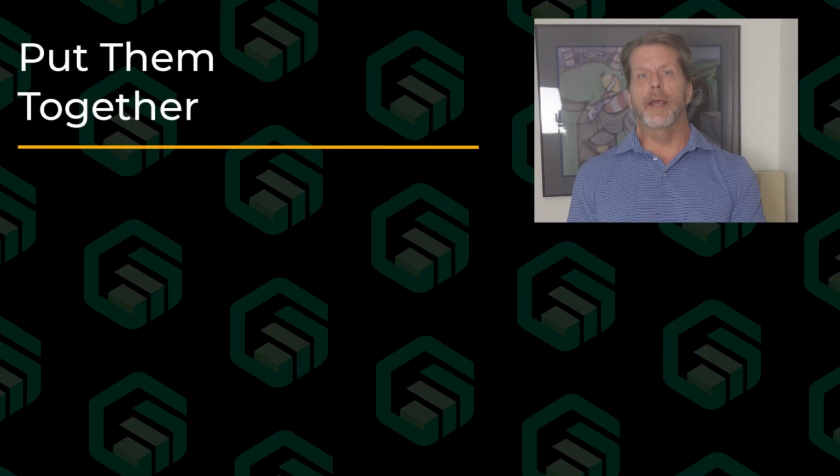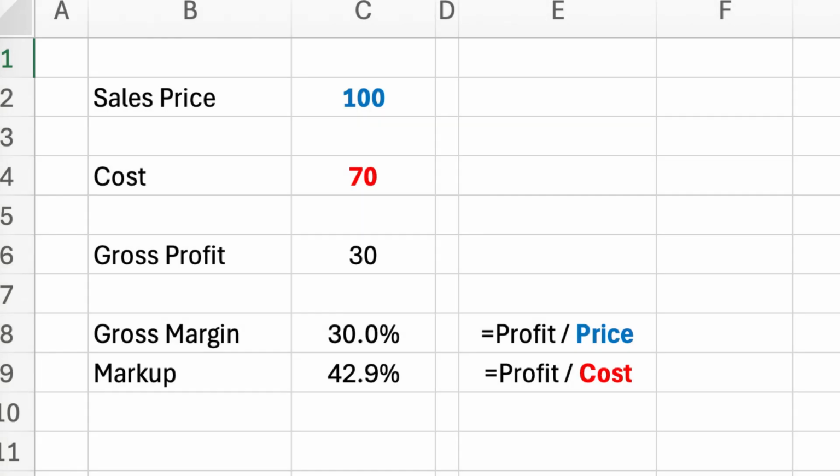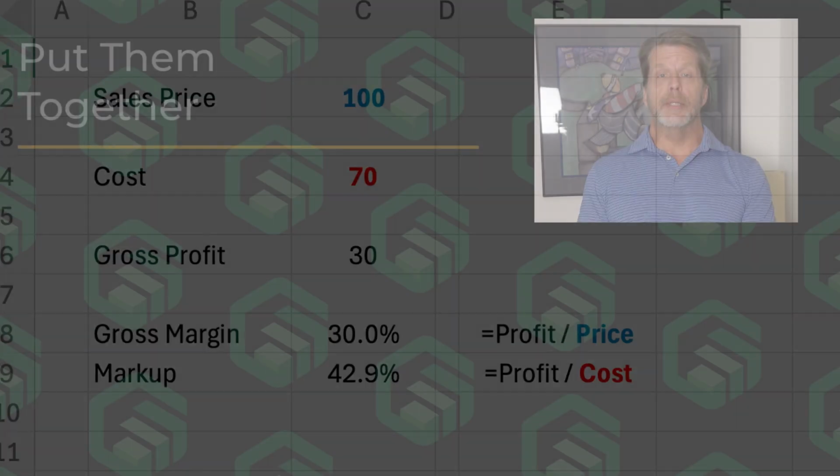Now let's tie it together with one product. The sales price is $100, costs $70, gross profit $30. Gross margin percent is 30%, and the markup is 42.9%. Mixing these up can tank your pricing strategy or leave money on the table.